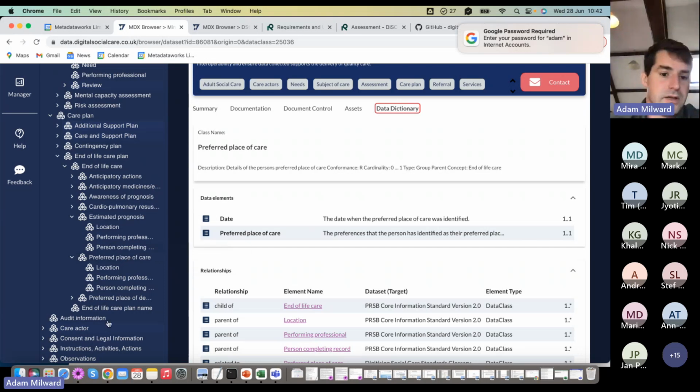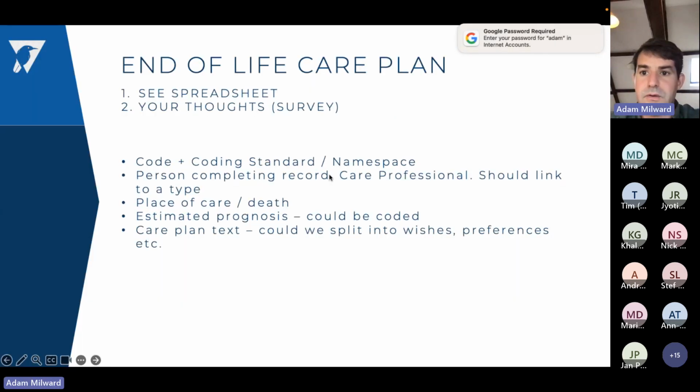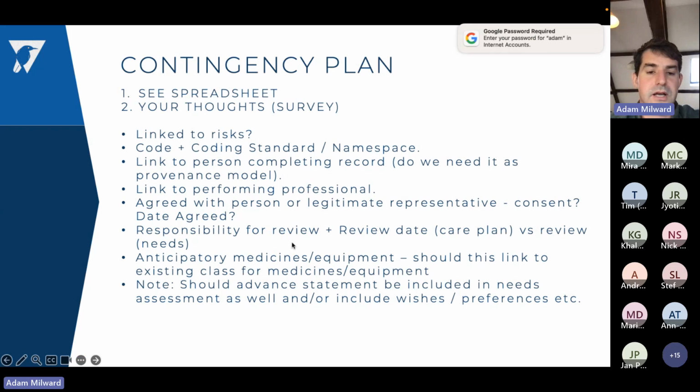And end of life care name, we've a coded value or free text, for instance name of CT, but in general, if there's a ref set, something like that, should we be providing that? So we've then got the contingency plan.